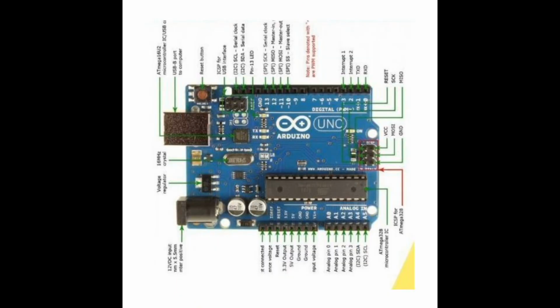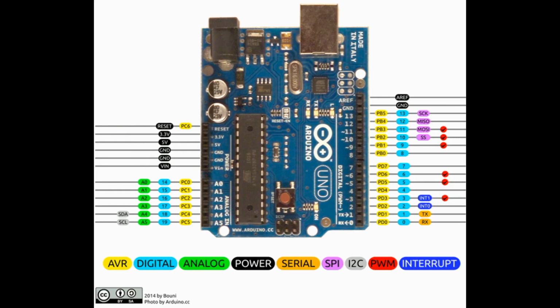SPI pins 10, SS, 11, MOSI, 12, MISO, and 13, SCK. These pins are used for SPI communication. Inbuilt LED pin 13. This pin is connected with a built-in LED. When pin 13 is high, the LED is on, and when pin 13 is low, it's off.